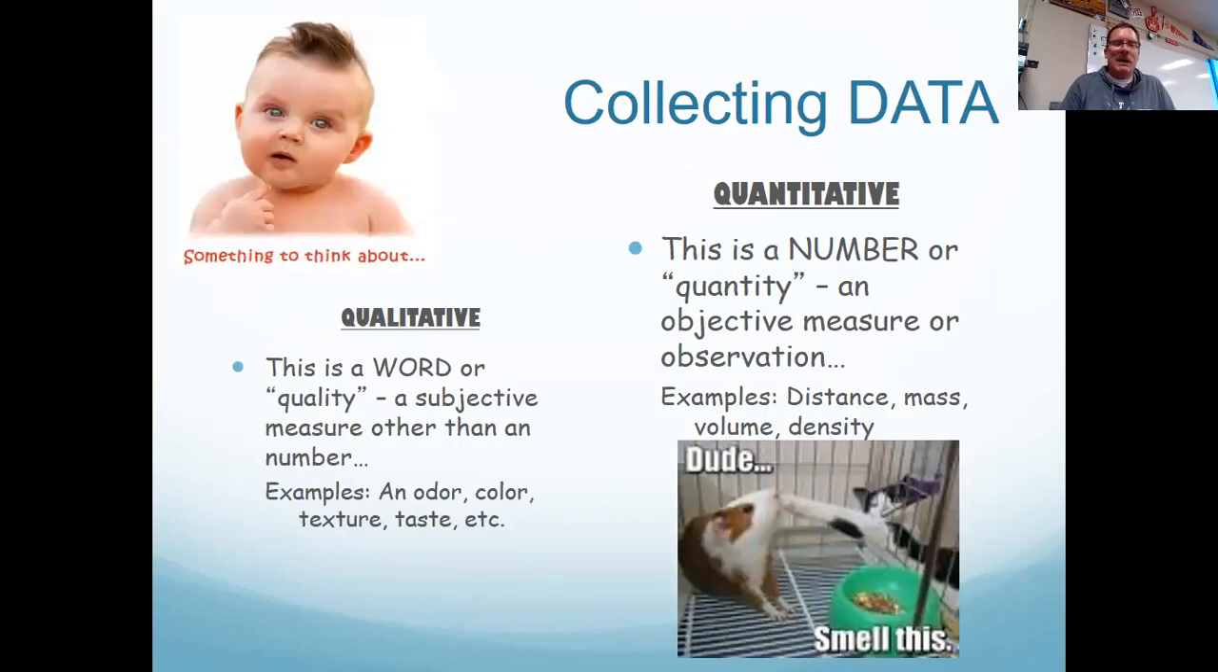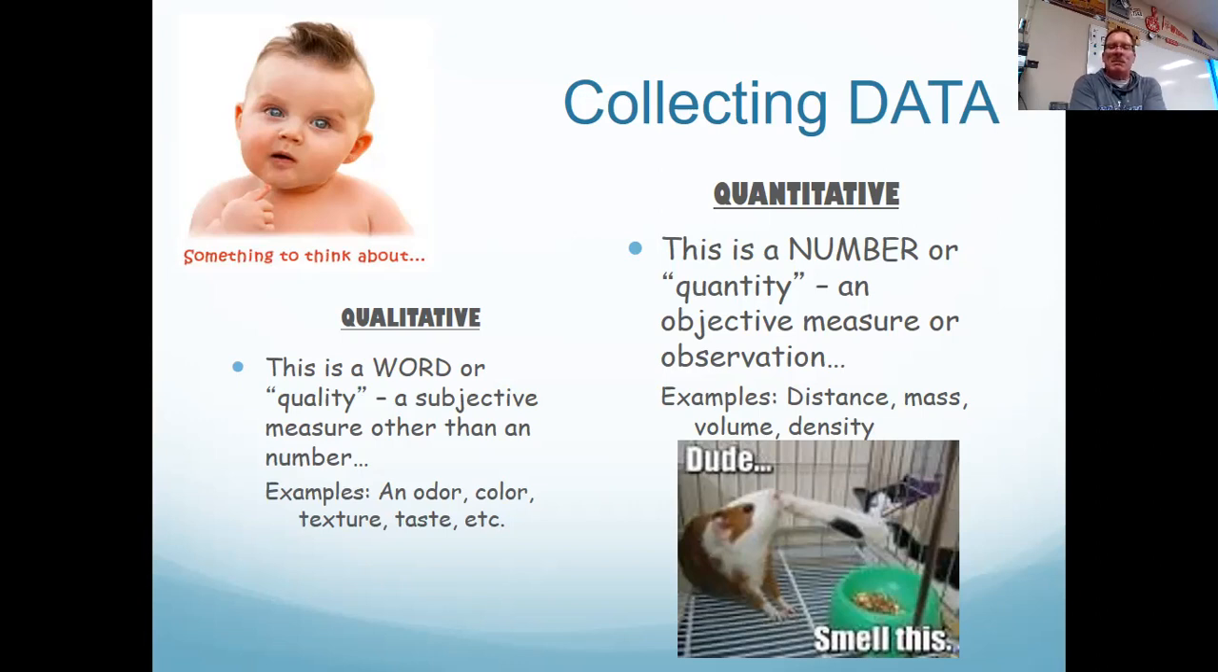Okay? And then let's talk about data. There's a couple ways. There's qualitative and quantitative. Qualitative really is observational. This is a word or quality of subject measure other than a number. So odor, color, texture, taste, things like that. Okay? We will be doing a lot of qualitative stuff, Honors Chem, initially. And then we move into quantitative.